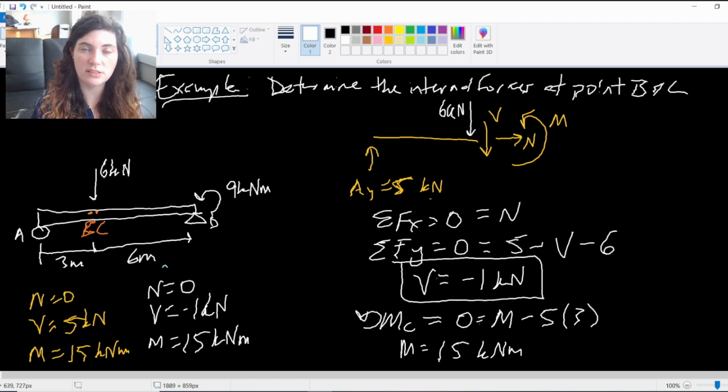Different applied forces, different applied moments, distributed loads. These can all change how the normal, shear, and moment internal forces change. Right? The loads and support reactions all change all of these internal forces. So let's take a look at another example.